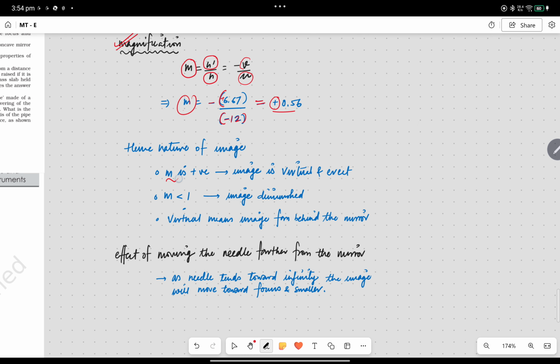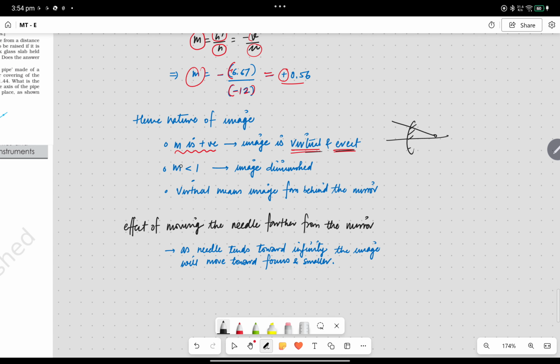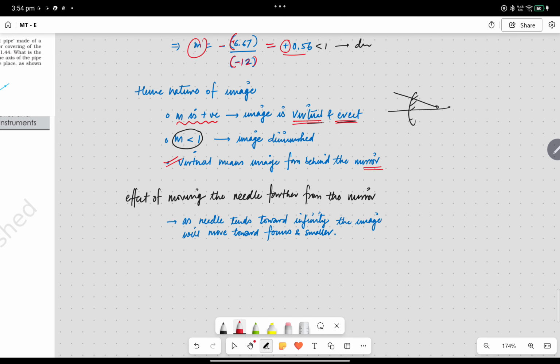Now what is the significance of this positive sign? It means that the image is virtual and erect. If it is a negative sign, it means it is real and inverted, right? So that is the theory you have to keep in mind. So here it is virtual and erect. Virtual means it is forming behind the mirror, right? Here m is less than 1, that means it is diminished. If it is greater than 1, it is magnified. So here it is diminished, right? This is the nature of the image that you got.